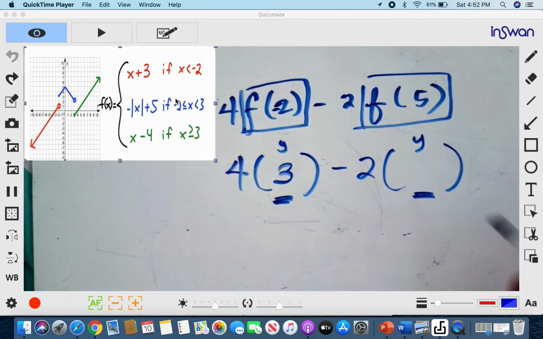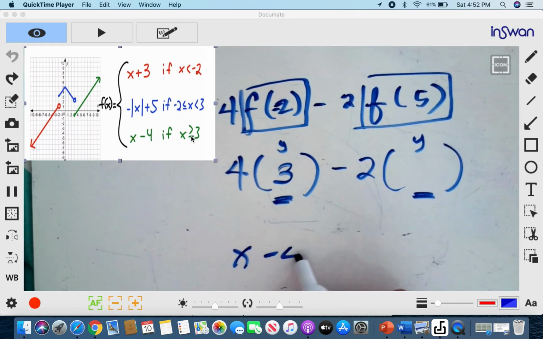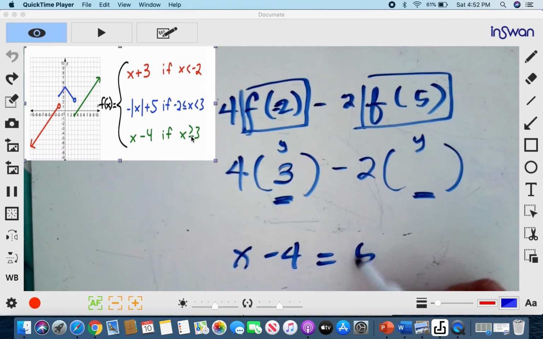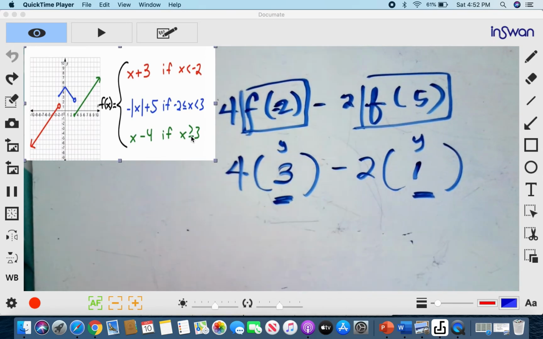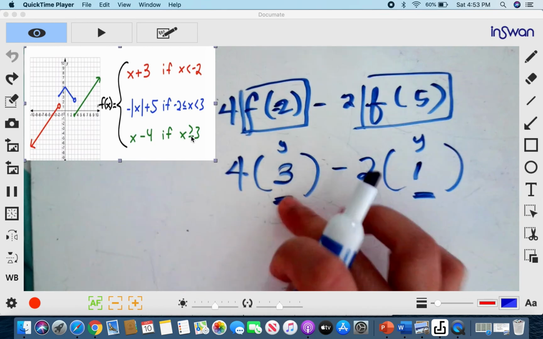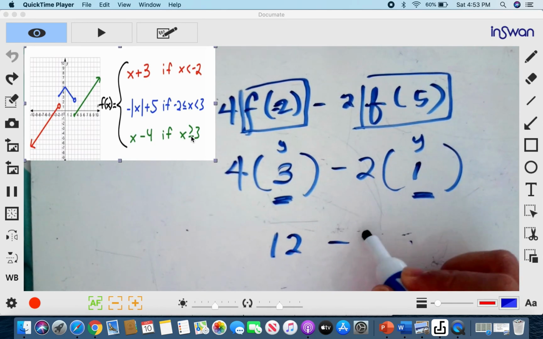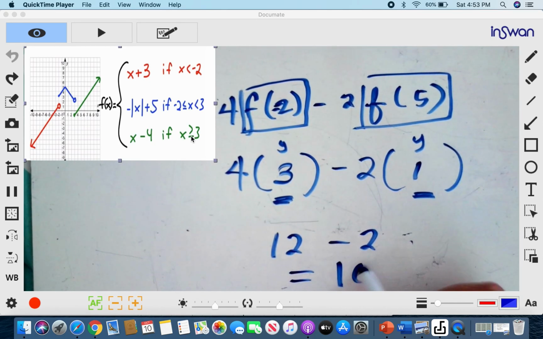Okay, next one, we will get f(5). Then f(5) belongs here. Alright, so therefore, I will use x minus 4, which is 5 minus 4, that gives us 1. So therefore, we can now evaluate the function by performing the operation. 4 times 3 is 12 minus 2, which is equivalent to 10.